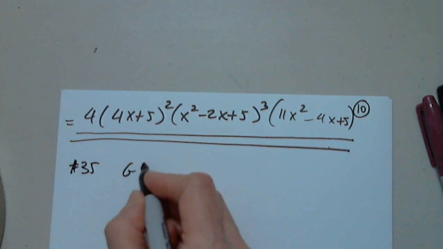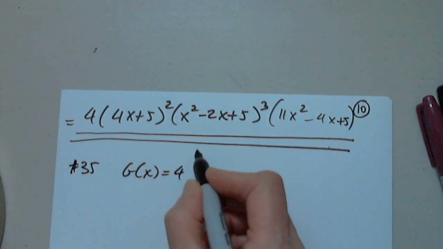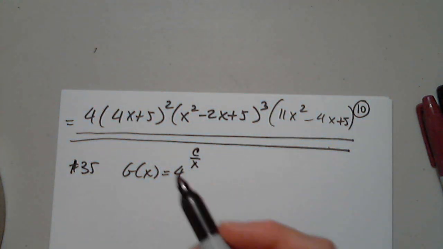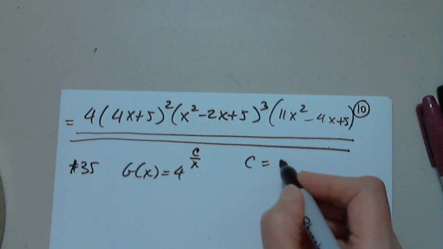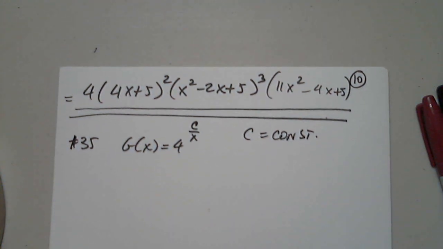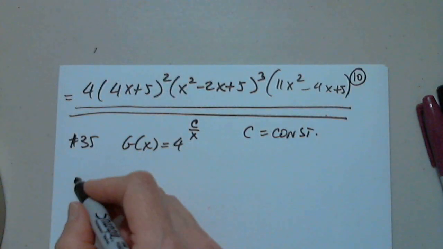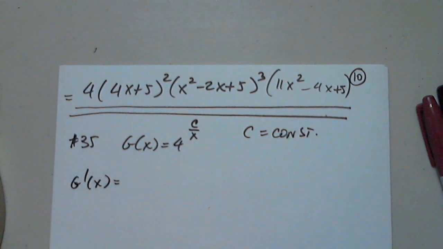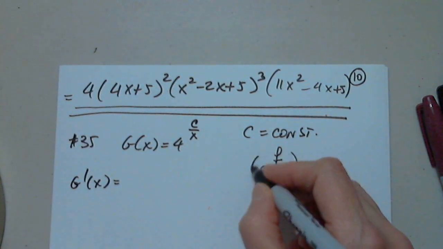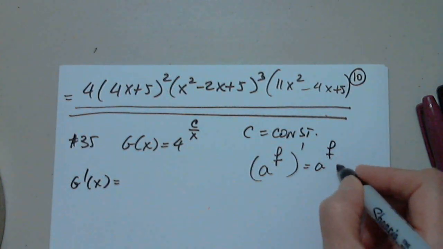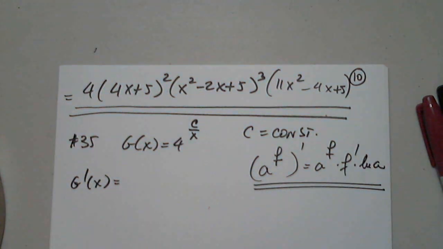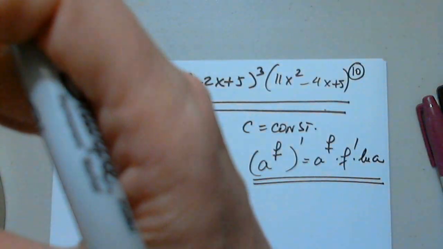So it's like g of x equals 4 raised to c over x. G of x specifically says the variable is x. Obviously, c must be considered as a constant. So we want to differentiate and find the derivative of g of x. So remember the formula is a to a function prime is a to the function times the function prime times natural log a. So let's try.